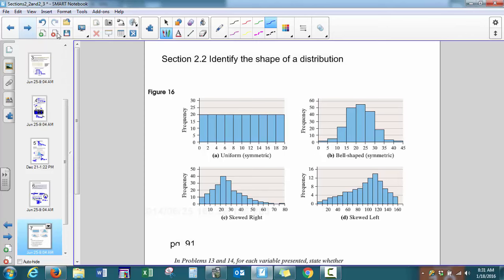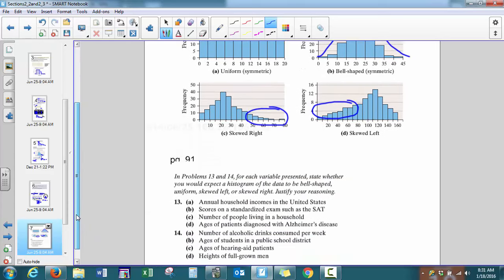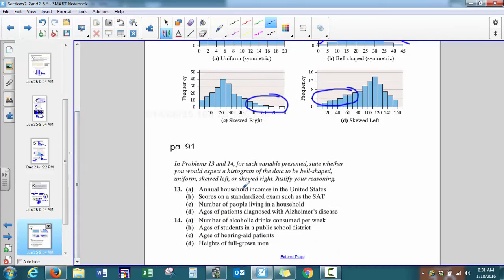Identifying the shapes of distributions. Uniform means you have the same frequency all the way across. Bell shape, it looks like a bell. Skewed right, you have a skinny tail on the right hand side. Skewed left, you have a skinny tail on the left hand side. So when you have to interpret these, you have to think about creating your own scale. And frequency is always going to be on the vertical side.